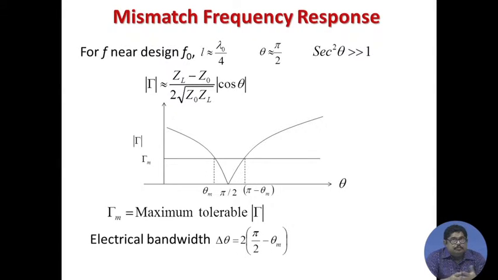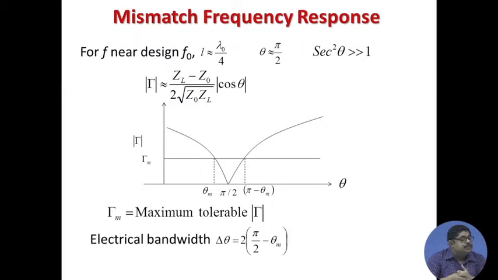Now, we say that we are not very far away from the design frequency, that means f is quite near to f naught, and L also is not very far from lambda naught by 4. So theta, which is beta into L, also is quite near to pi by 2, and so we can see that the reflection coefficient near the design frequency has a roughly cosine variation.